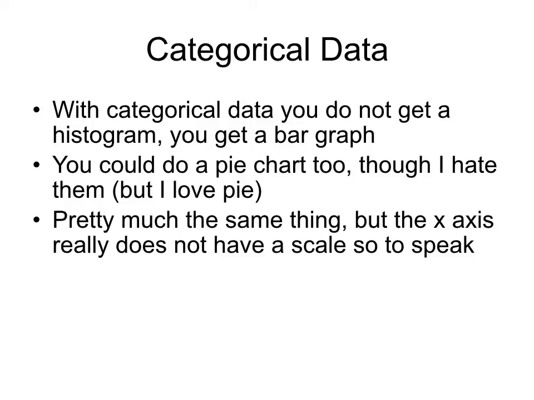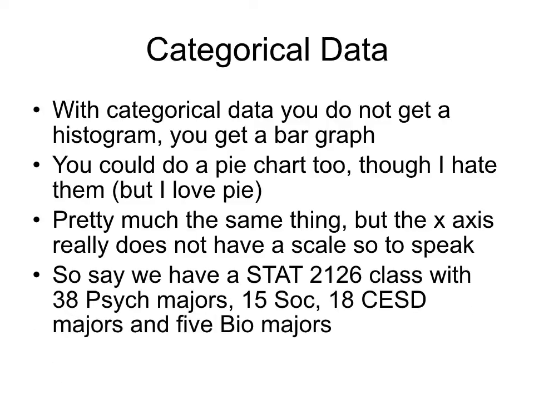Your x-axis doesn't really have a scale. They're just categories, right? So let's pretend it's a Stats 21-26 class. Let's just pretend. And we got 38 psych majors, 15 sociology majors, because maybe they want to take it, I don't know, 18 CSD majors and 5 biology majors. In fact, this is the actual demographics from the Stats 21-26 class I had.